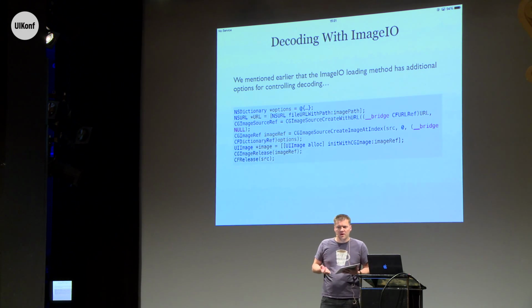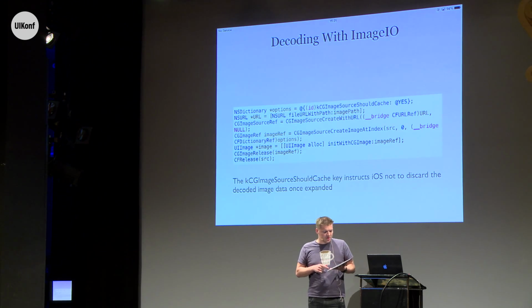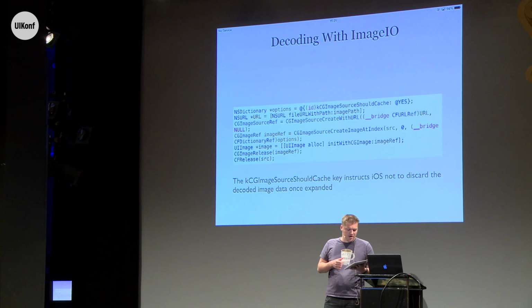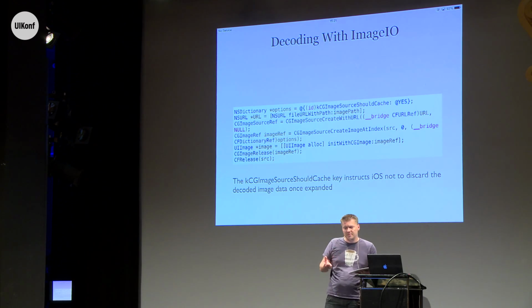We can also decode our image using Image I/O, which I alluded to earlier. There's a couple of options we can add when we're creating an image with Image I/O. kCGImageSourceShouldCache has been around for quite a long time, since iOS 4. What that means is that once it's decoded the image at a particular resolution, it should keep that decoded version. So effectively, that's replicating what image named does in terms of caching our images. That's pretty useful, but it doesn't help for the first time we draw the image. The first time we draw the image, it's still going to do that decoding. It doesn't decode it in advance.